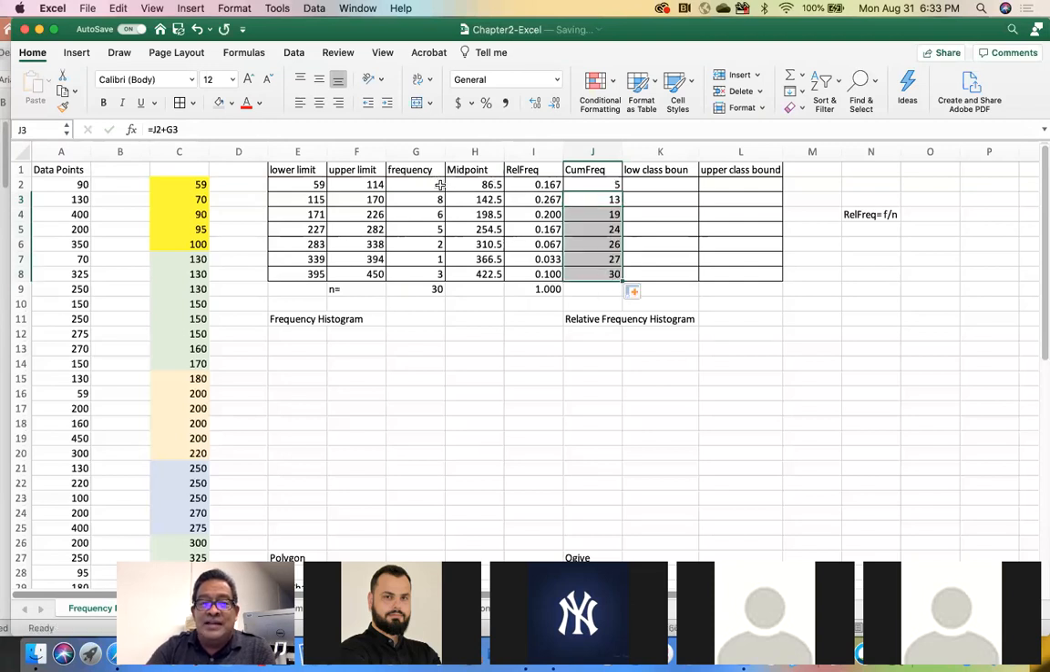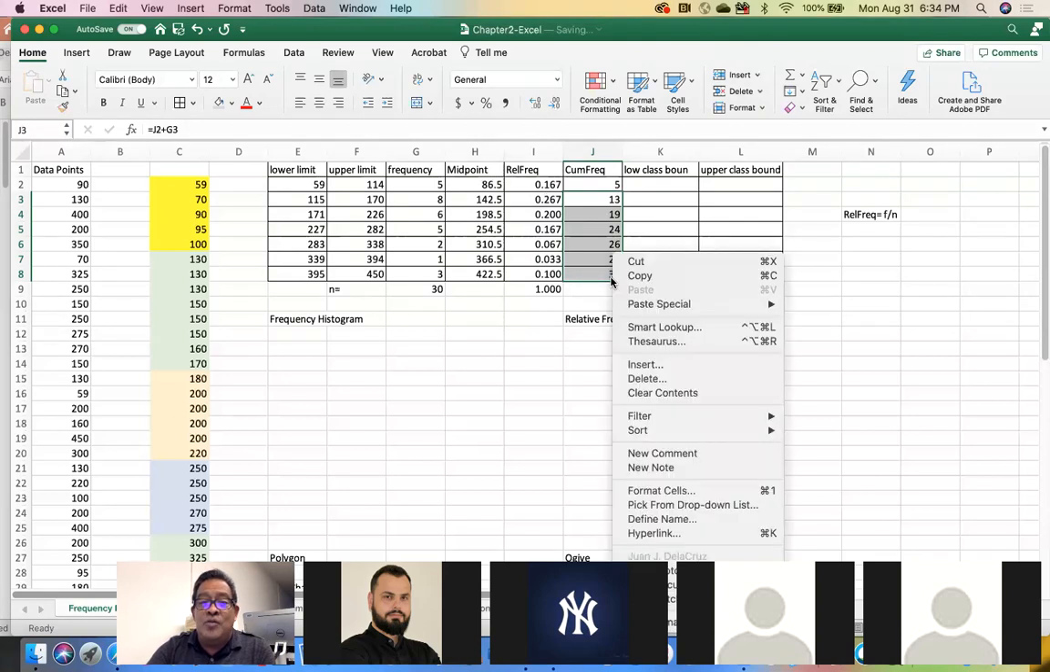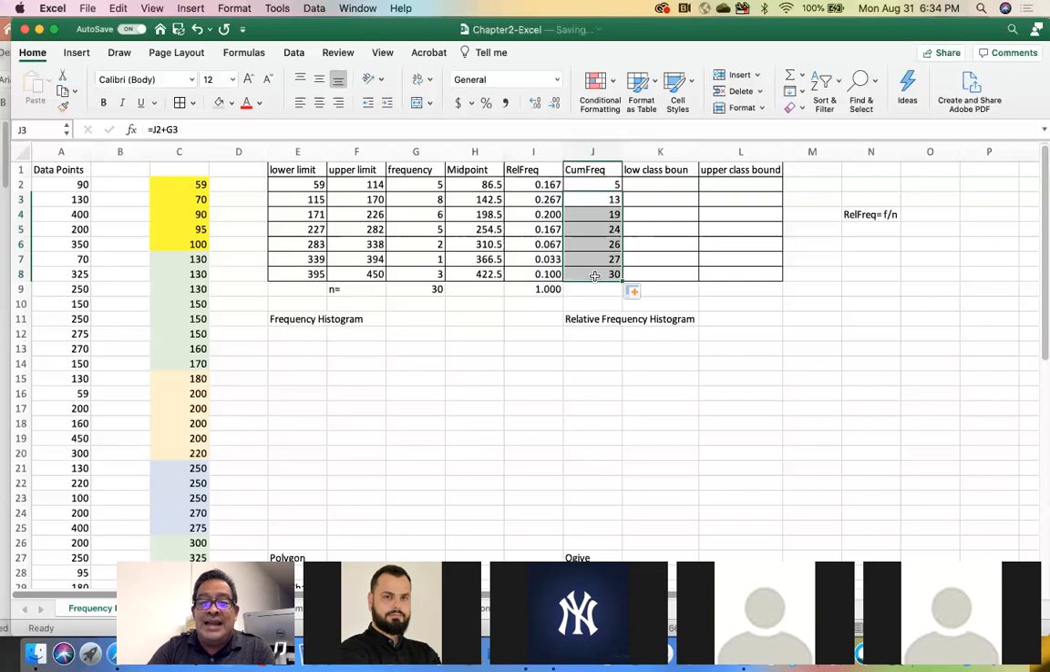So we have 5, and then 5 and 8 is going to be 13. 5, 8, and 6 is going to be 19. Then 5, 8, 6, and 5 is going to be 24, and so on and so forth. That cumulative tells me that the last observation is going to be equal to the sample size. So what can we do with this information?